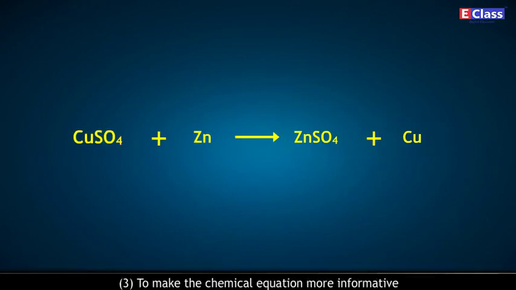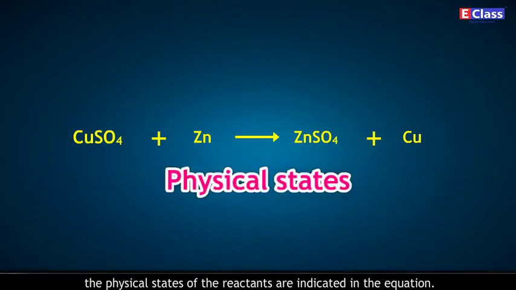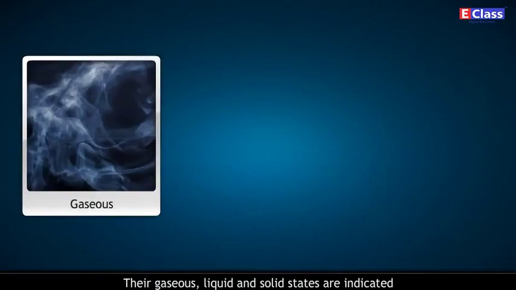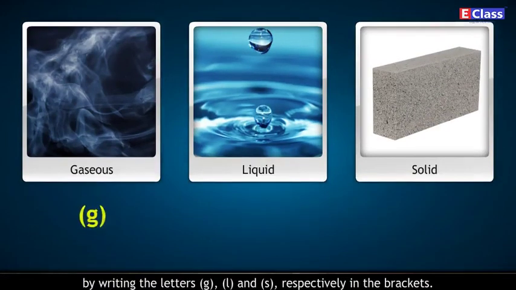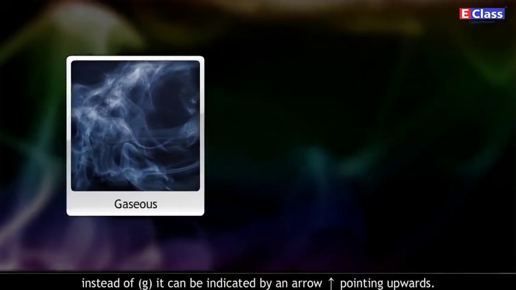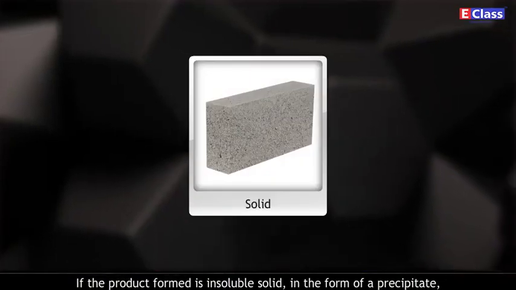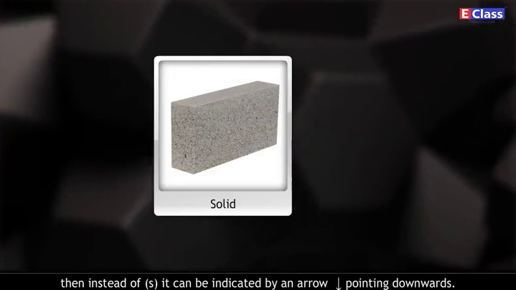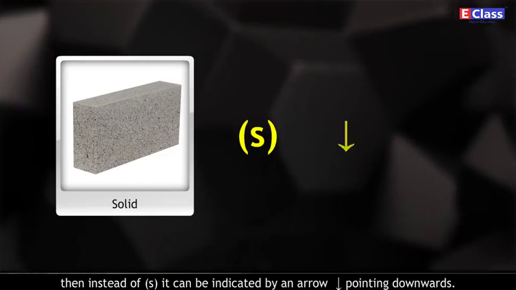3. To make the chemical equation more informative, the physical states of the reactants are indicated in the equation. Their gaseous, liquid and solid states are indicated by writing the letters G, L and S respectively in the brackets. Moreover, if the product is gaseous, instead of G, it can be indicated by an arrow pointing upwards. If the product formed is an insoluble solid in the form of a precipitate, then instead of S, it can be indicated by an arrow pointing downwards.